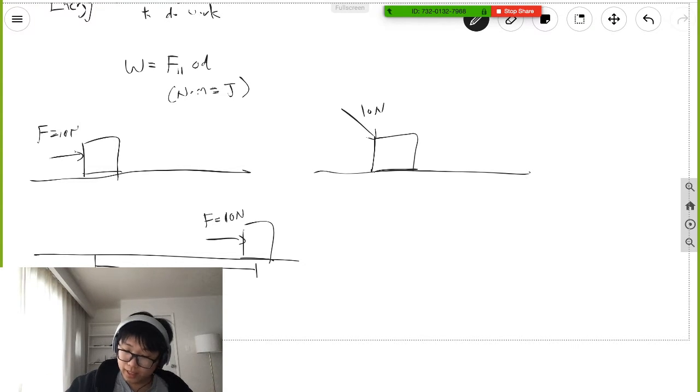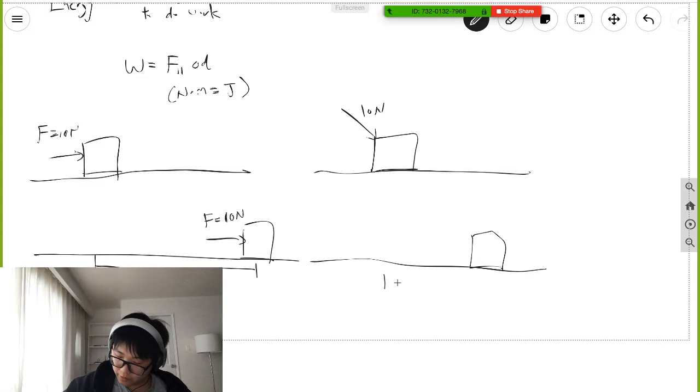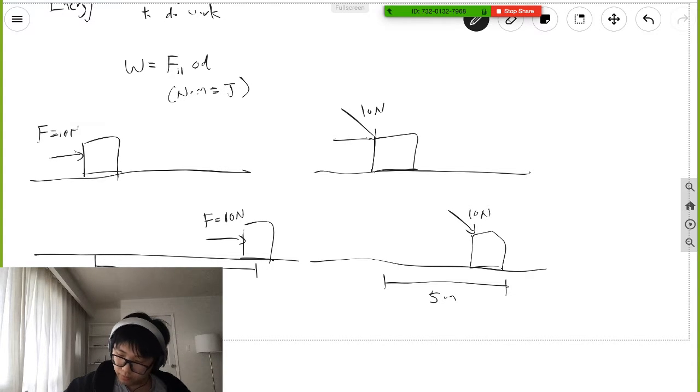All right, so in this case, it still traveled 5 meters, and constantly I'm applying 10 Newtons of force, and let me just write that it is going to be 30 degrees towards the horizontal. So it's going to be 30 degrees applied to horizontal.